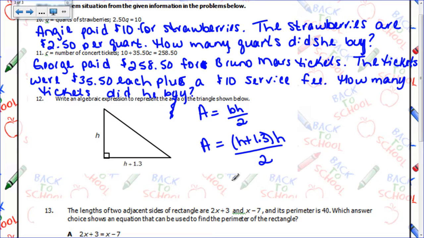Well, if I just wanted an expression and not an equation, this would be the only part you would write, and you would leave off the a equals, because once you make it a equals, now you have an equation. The problem said expression, so that's what we want.